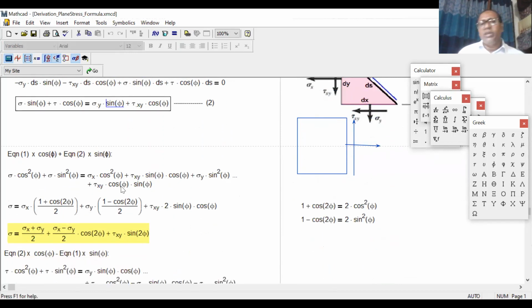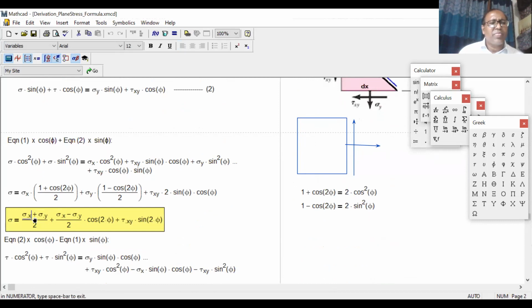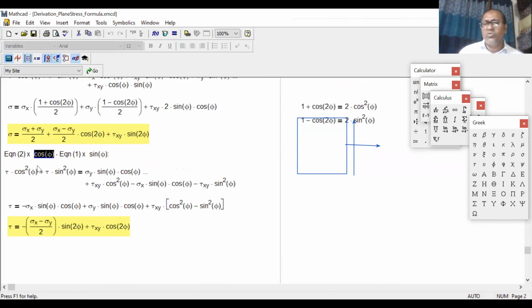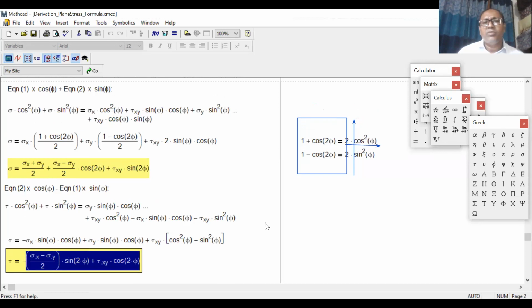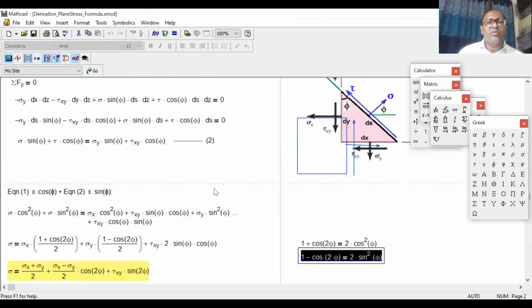Then any way you can solve it. I feel this is the simplest, easiest one to figure out the value of sigma. Then similarly we multiply equation 2 with cos phi and subtract equation 1 multiplied by sin phi, and we get the value of tau. Now what I did over here, for simplification, we use some trigonometric formulas. Like this formula we use, then we use sin 2 theta equal to 2 sin theta cos theta. That one also we use to derive this formula.